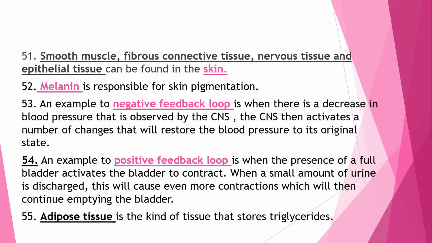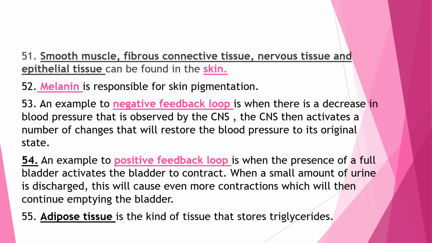Okay, next, number 53. An example of a negative feedback loop is when there is a decrease in blood pressure that is observed by the CNS. The CNS then activates a number of changes that will restore the blood pressure to its original state.